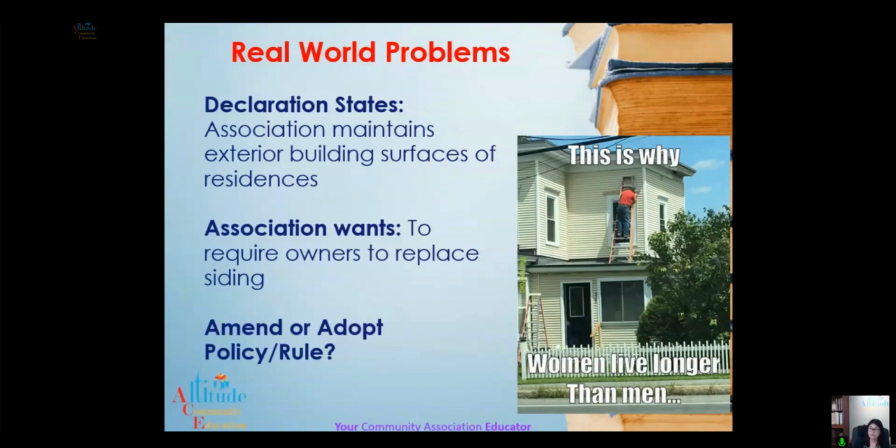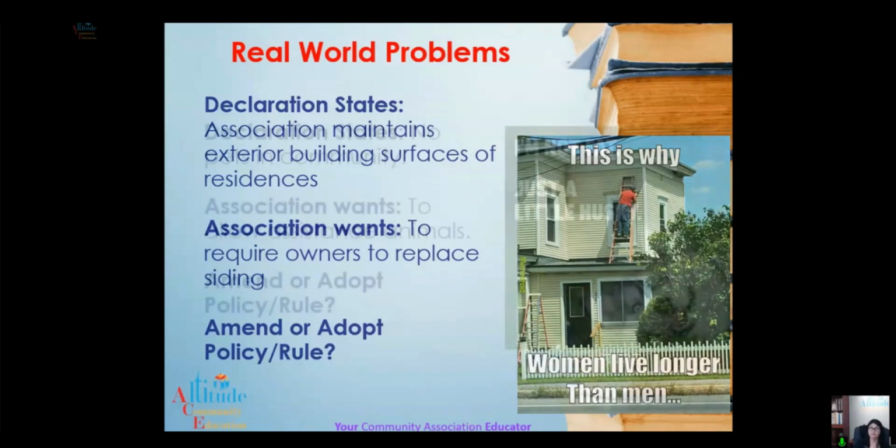I think if a board adopts some sort of resolution clarifying that exterior building surfaces is truly just the surfaces, which means the association paints, stains, maybe even fixes if there are cracks, but the homeowner is responsible for actual replacement of the siding, I think that is well within the association's purview to do through a resolution. And so you can see that depending on what the board wants to do, in one case we would need to amend, but in another case we could probably do it through a resolution.